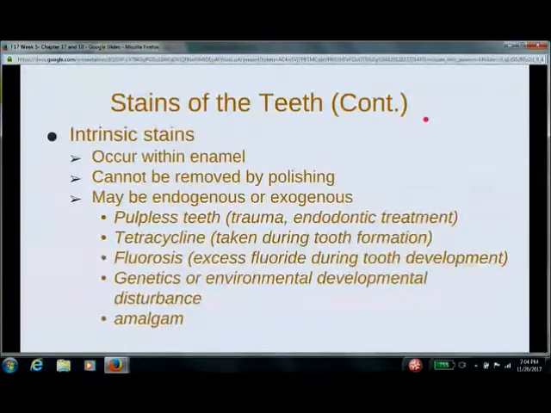Fluorosis is one of them, and so is tetracycline. So when tetracycline is taken by mom during pregnancy, the child's teeth come out stained, and that cannot be removed by polishing.